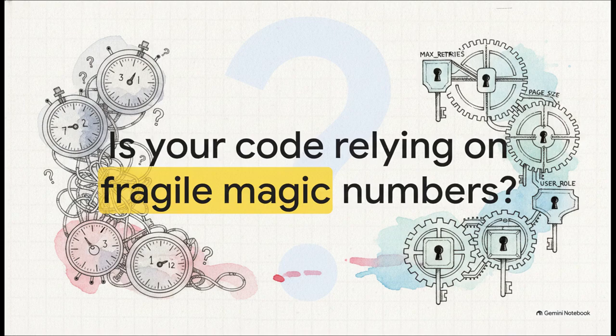Is your code secretly relying on fragile magic numbers? We've all seen them, right? Those ambiguous integers lurking in a codebase. They're basically like unlabeled dials on a giant machine. You might know what they do today, but a year from now? Yeah, good luck. It's a total guessing game. Well, today we'll explore how to upgrade those unlabeled dials into explicit lock and key safety mechanisms.